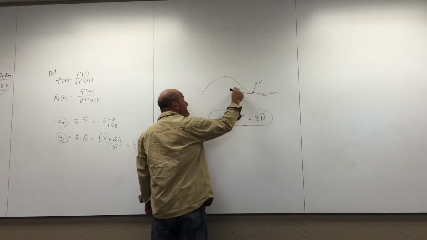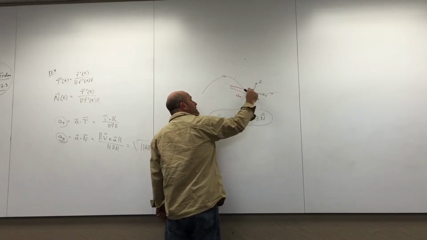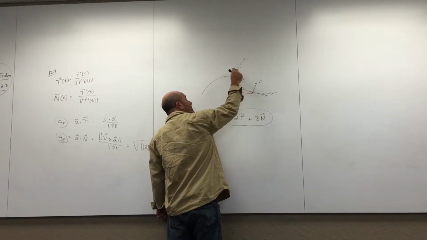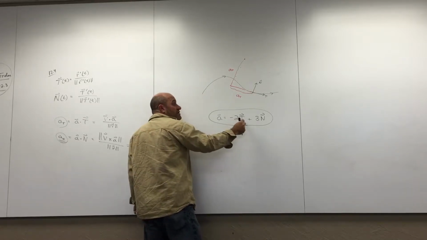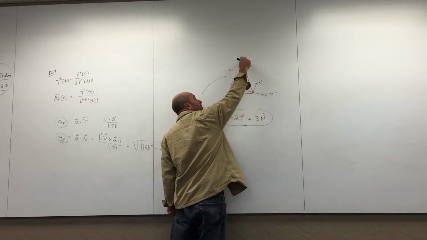Now look, this distance is little a_T. That's this distance. This distance is little a_N. But here's the acceleration vector. It's -2 of those and 3 of those. Here it is. The acceleration vector.